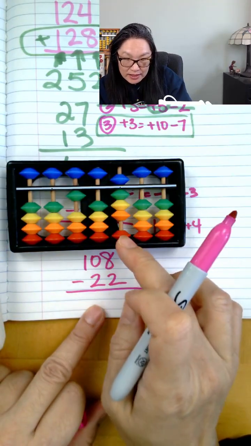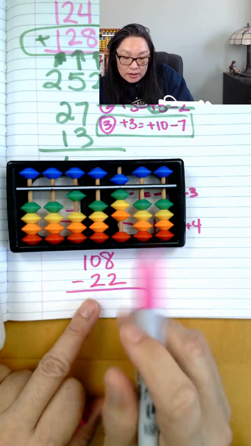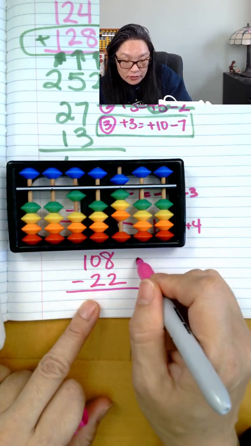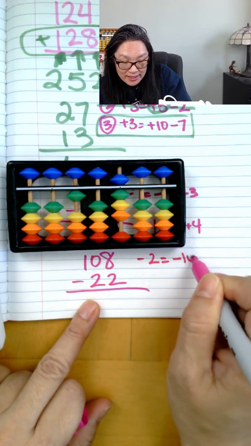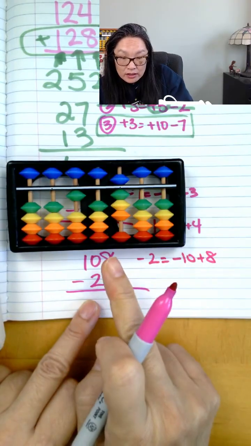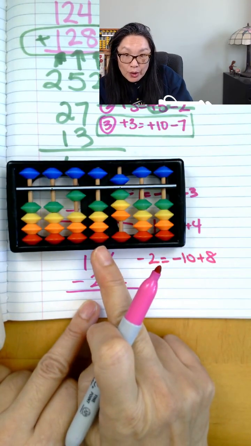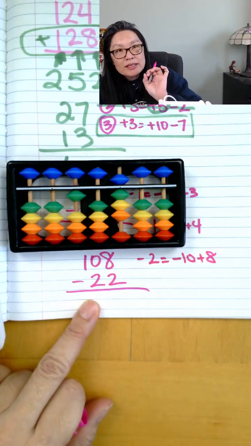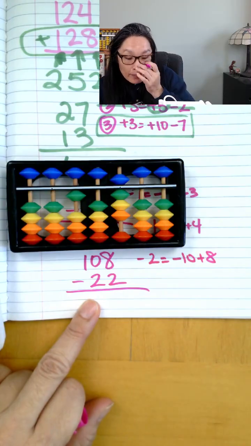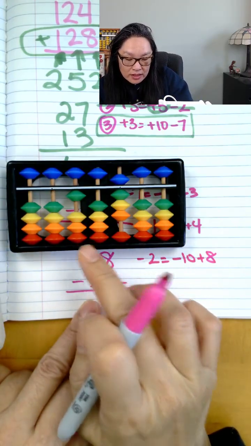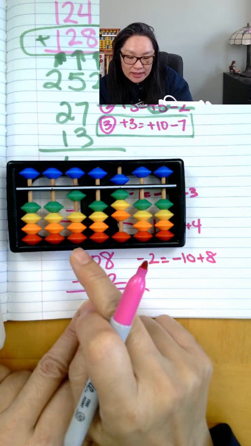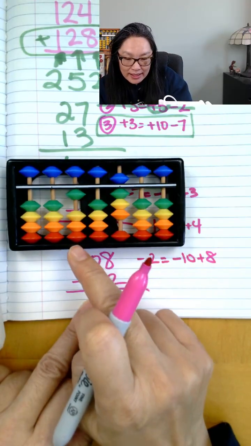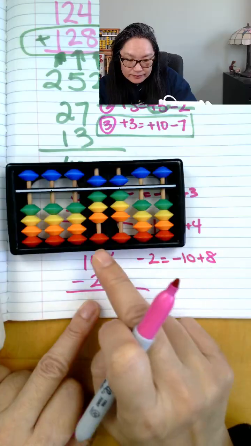Minus 20, minus 2. Minus 20. Can I take away 2? No. I know I can't take away 5, so I'm going to go straight into minus the 2 is equal to minus the 10 plus the 8. Here is my borrow. In mainstream math we talk about borrowing, but in Abacus we say minus the 10. It doesn't matter where we are, we just need to minus the 10. Minus the 10 will always be that column on the other side. So minus the 10 plus the 8.